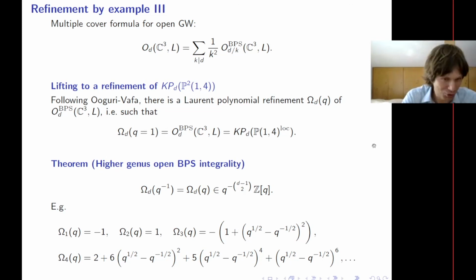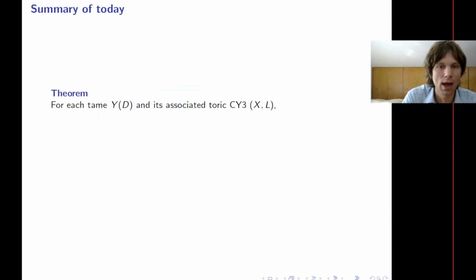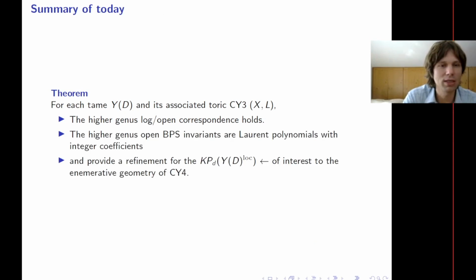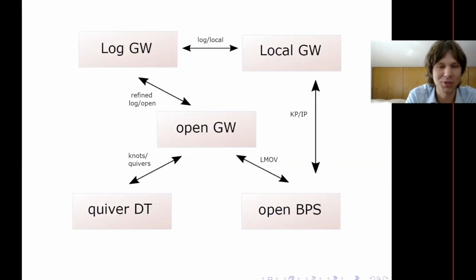And now the question to the audience: what does this mean? I mean, we know what it means for the toric Calabi-Yau threefolds, but what does it mean for the Calabi-Yau fourfolds? And so, in summary, well, we showed lots of things. We start with one of these Looijenga pairs. We look at its associated Calabi-Yau threefold. We prove a higher genus log-open correspondence. We have these higher genus open BPS invariants, which are Laurent polynomials with integer coefficients, invariant under replacing q by q minus 1. And crucially, they provide this refinement for these KP numbers. And we're waiting for someone to tell us what this means for Calabi-Yau fourfolds.